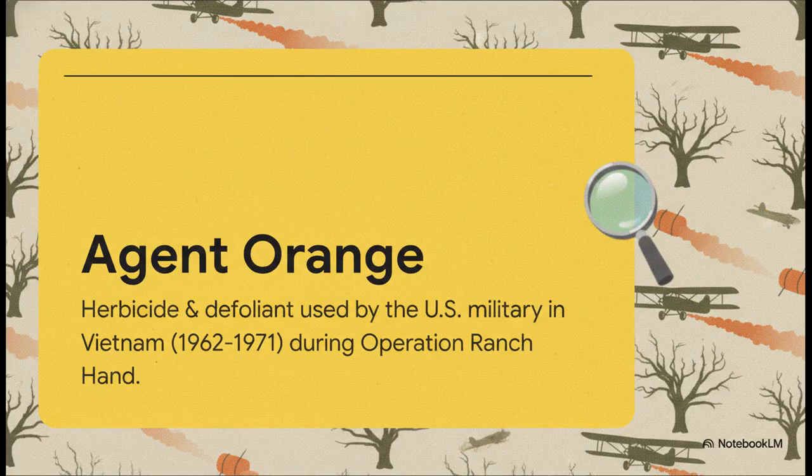Well, at its core, Agent Orange was a really powerful herbicide, a chemical that kills plants. The U.S. military used it for almost a decade, from 1962 all the way to 1971, as part of this massive program that had the code name Operation Ranch Hand.